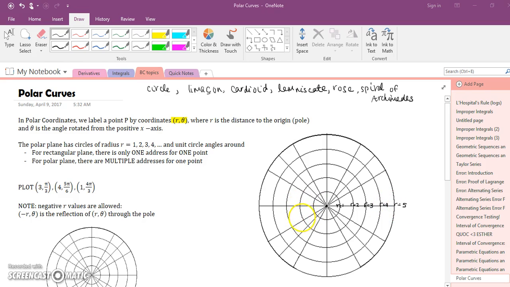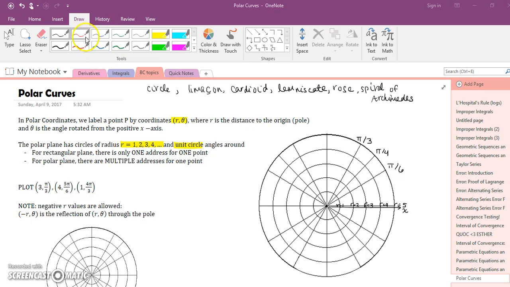And theta is going to be the angle rotated from the positive x-axis. Anytime you're on the unit circle and you're going theta degrees around, you always start at the positive x-axis. That's the standard spot to start. So the polar plane, again, has circles of radius 1, 2, 3, 4 going on. These are the unit circle values going around. Your unit circle values that you've seen are the same as always, and those you need to know because they're usually not labeled for you.